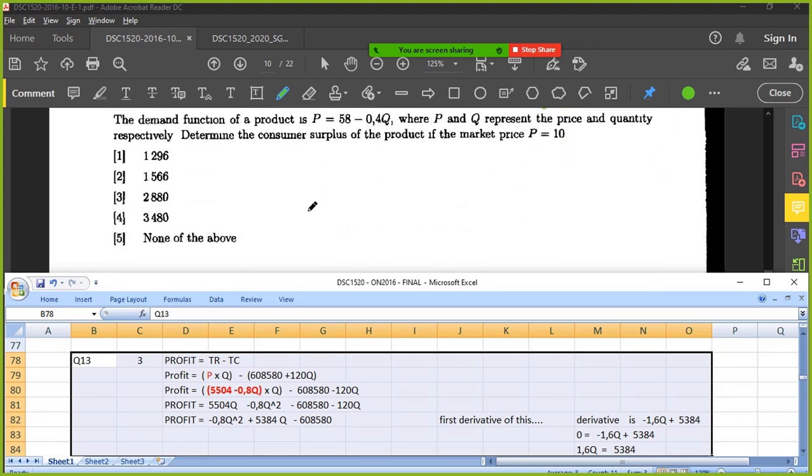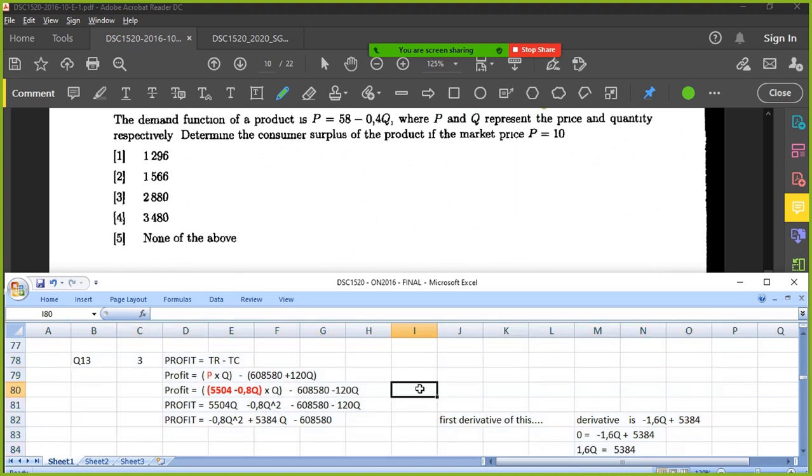Good. Okay, 14. Tell me what you're thinking about. What's the approach? The demand function, where P and Q represent the price and quantity respectively, determine the consumer surplus.